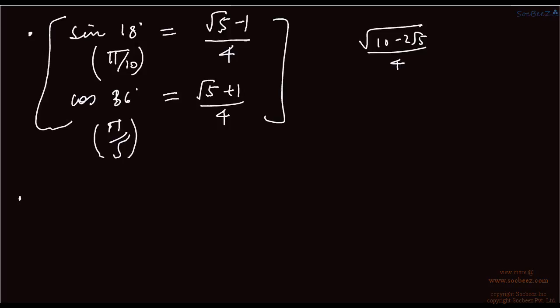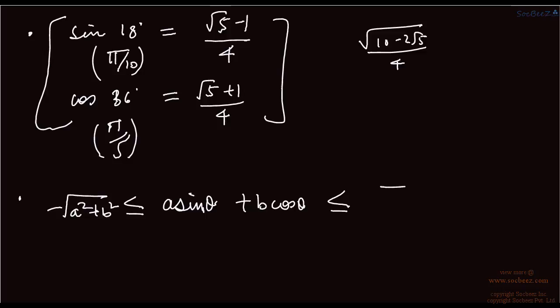That's it. Now, range of trigonometric expression. Whenever you have a trigonometric expression of a sine theta plus b cos theta, the range will be, this is important, minus square root of a square plus b square to square root of a square plus b square. Okay, this is the range for trigonometric expressions.